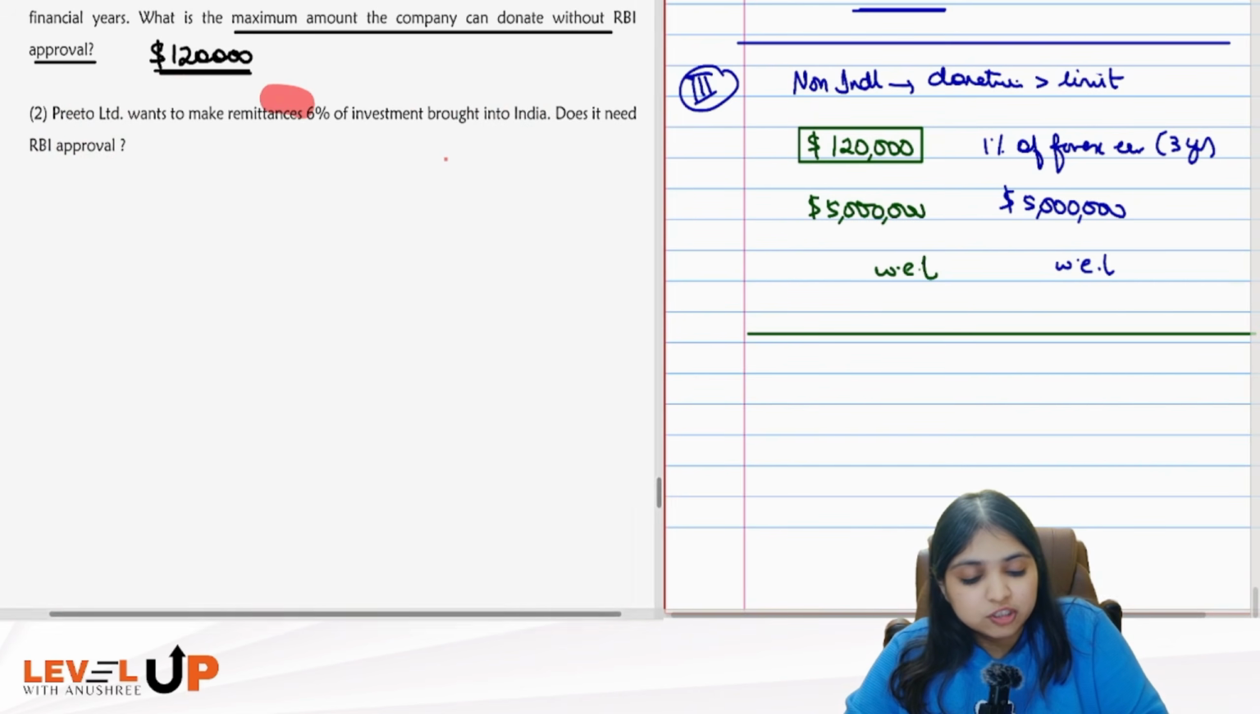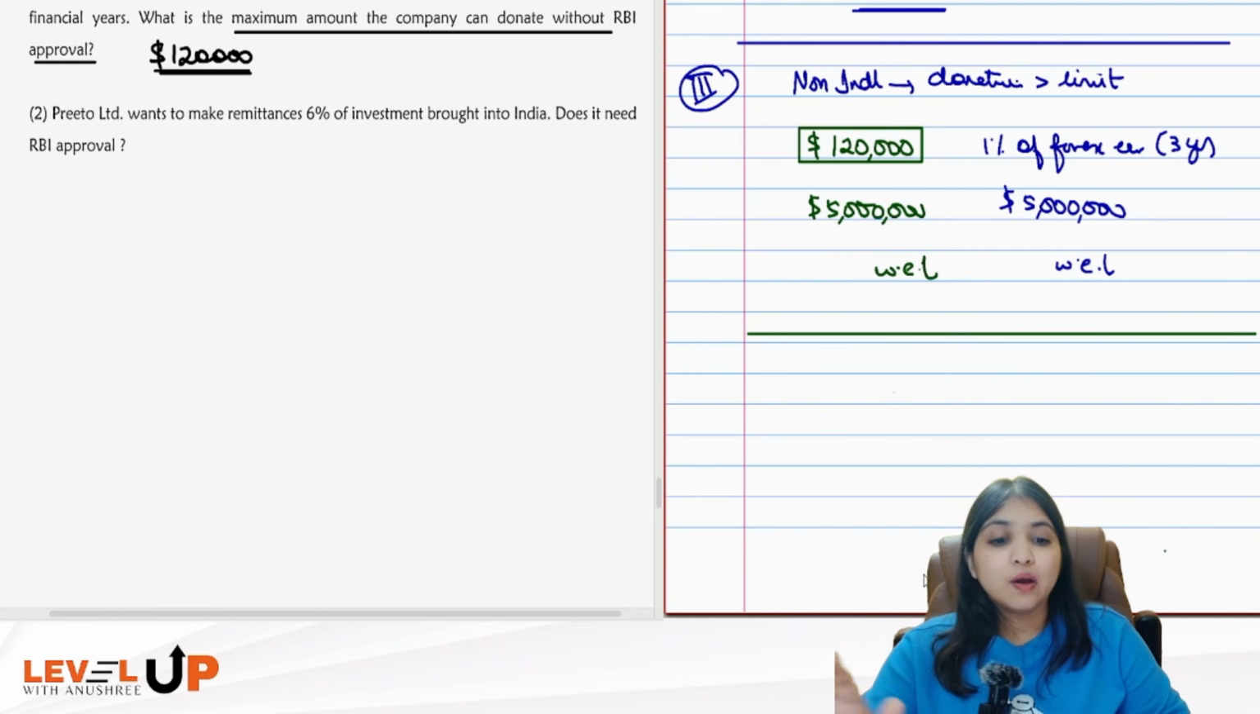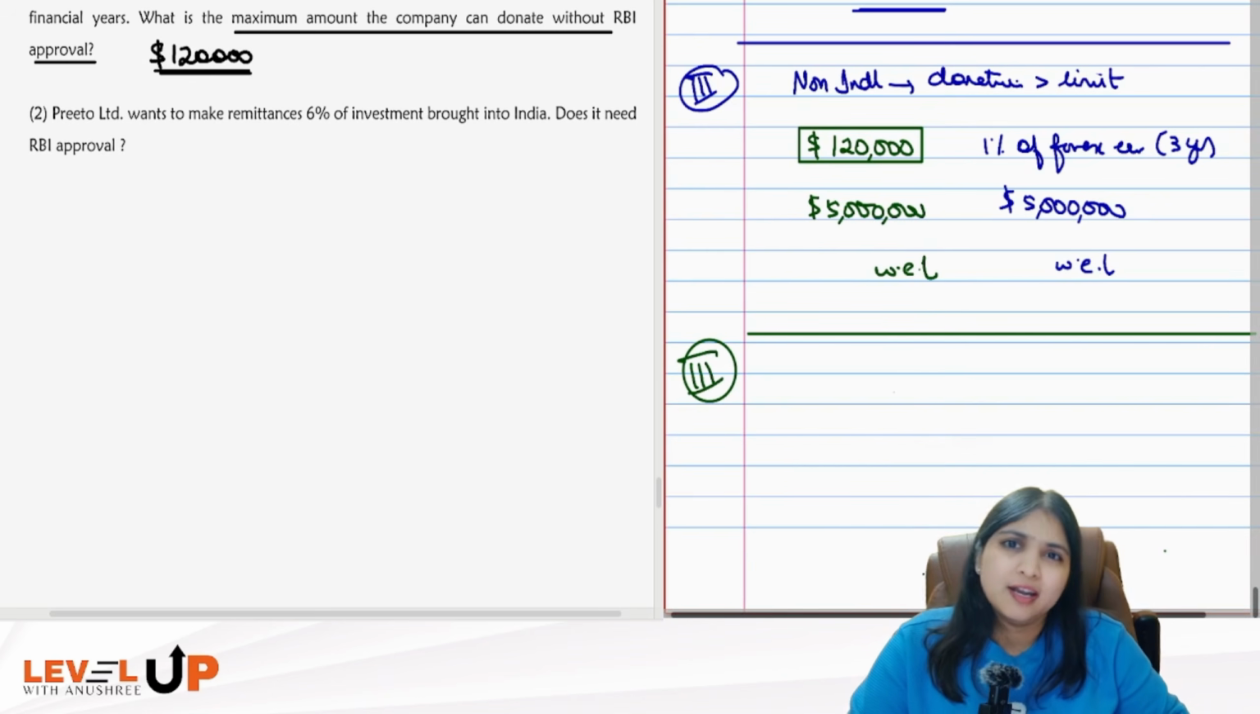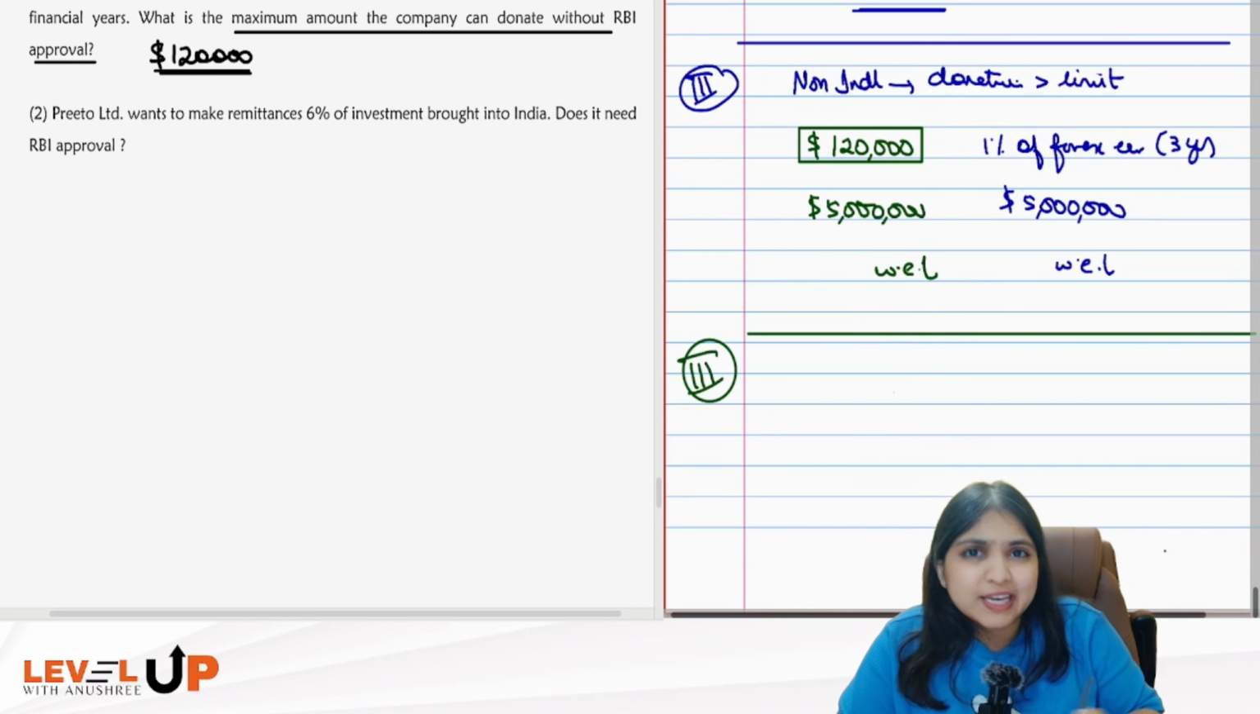Preto Limited wants to make remittance of 6% of investment brought into India. Does it need RBI approval? Now even this is the same Schedule 3 current account transaction. Again it requires RBI approval. So I'll tell you the provision over here.